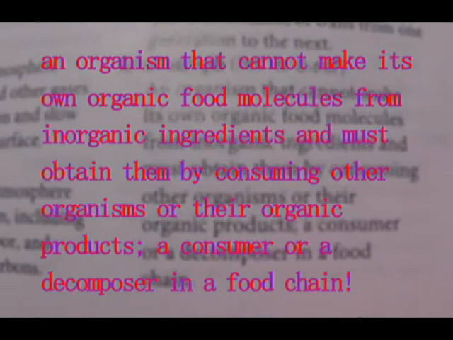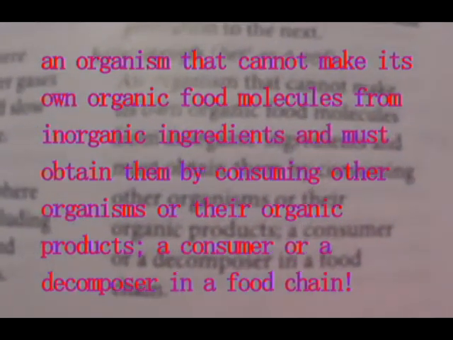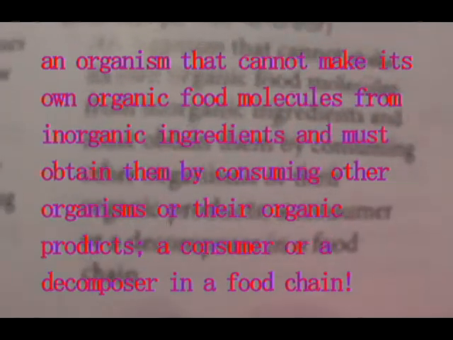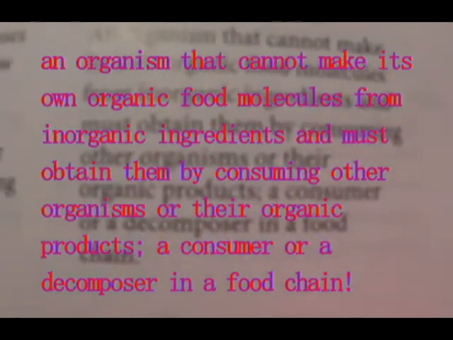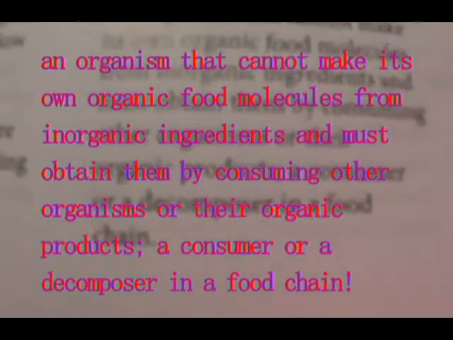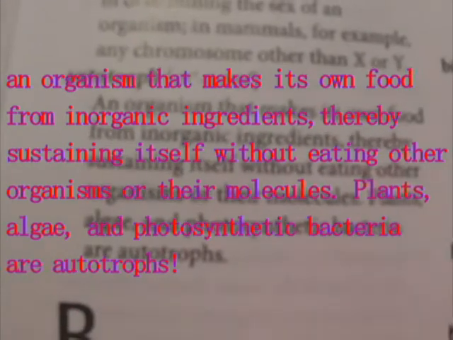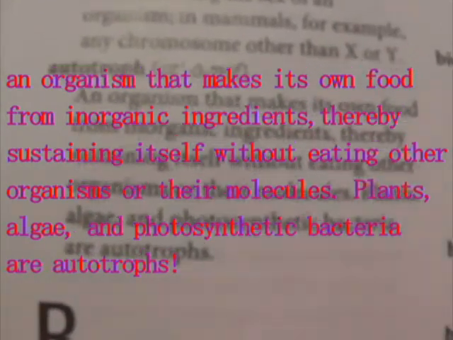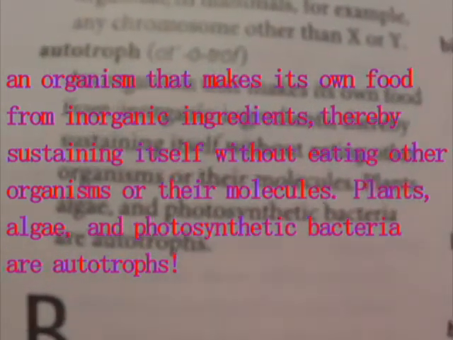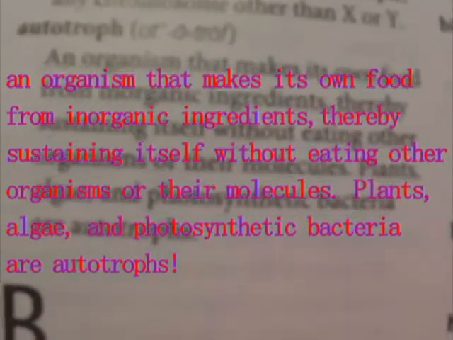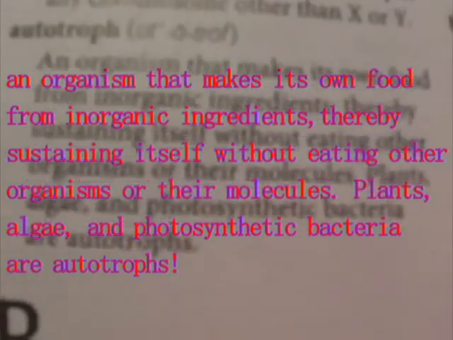An organism that cannot make its own organic food molecules from inorganic ingredients and must obtain them by consuming other organisms or their organic products. A consumer or a decomposer in a food chain. An organism that makes its own food from inorganic ingredients, thereby sustaining itself without eating other organisms or their molecules. Plants, algae, and photosynthetic bacteria are autotrophs.